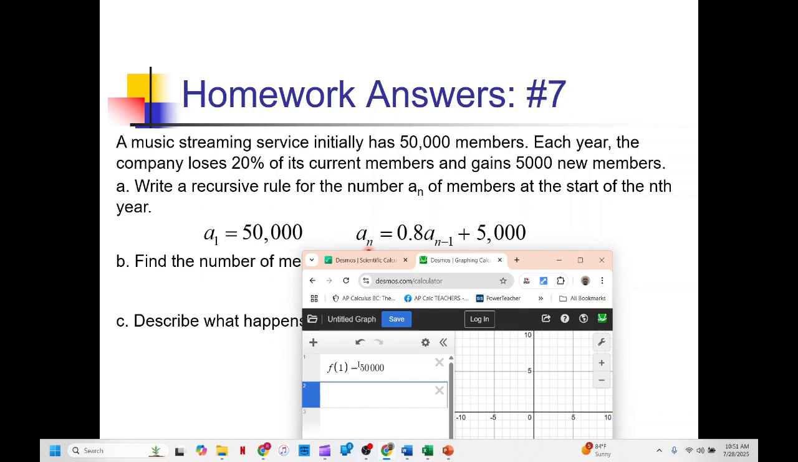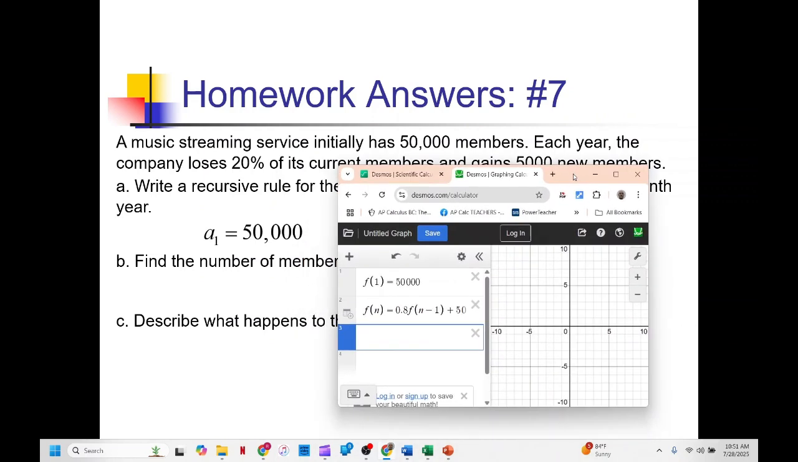And then for the recursive version of this, f of n equals 0.8 times f of n minus 1. That gives me the a sub n minus 1 stuff here. And then we'll add 5,000, so plus 5,000. And then go down to a new entry level.